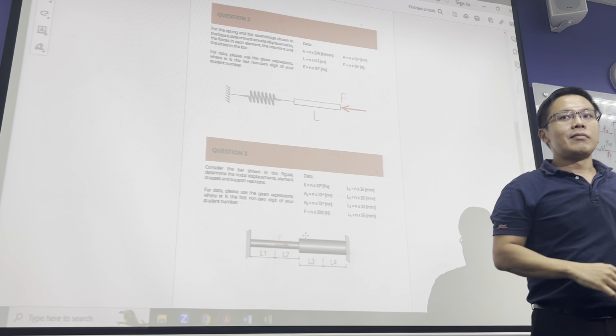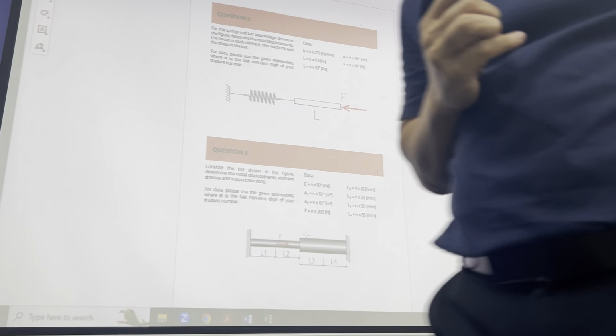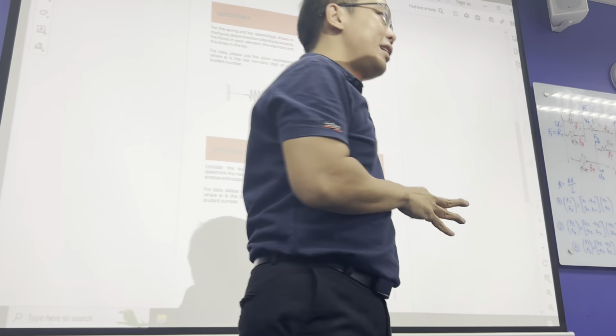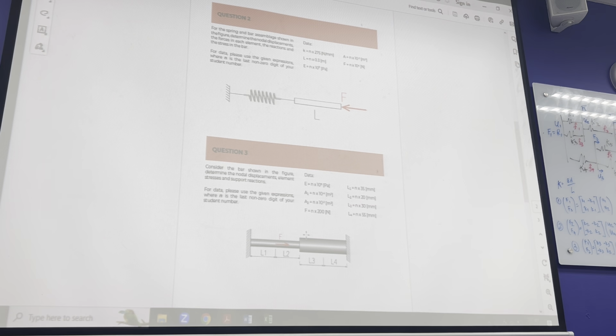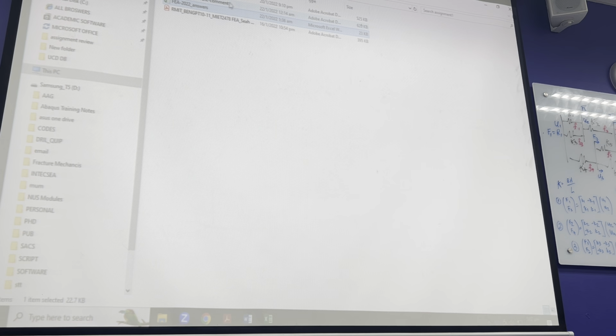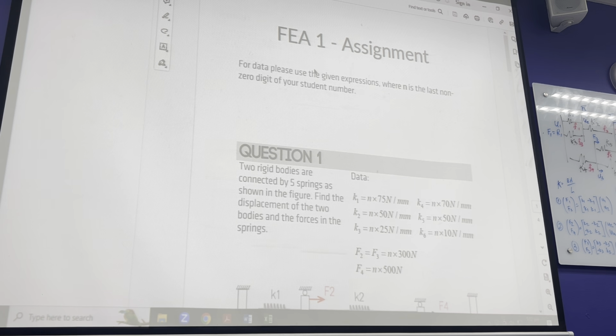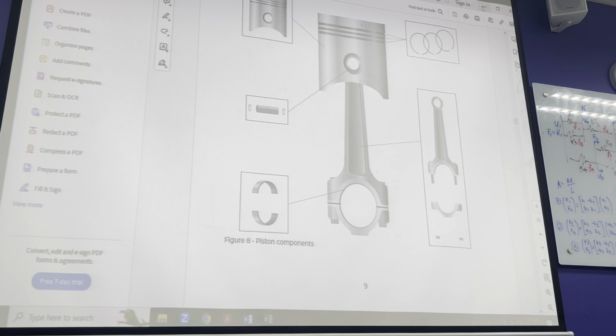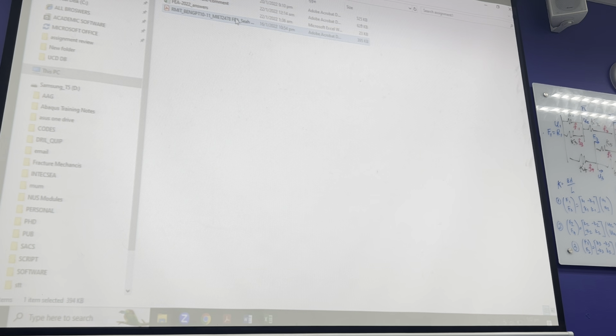Okay? So for assignment 1, you need to do inside Excel. I'll show you later what the past year did. I just showed you last time, right? Words? Inside the words? No. PDF. You just scan it lah. You just draw? Print out and draw.